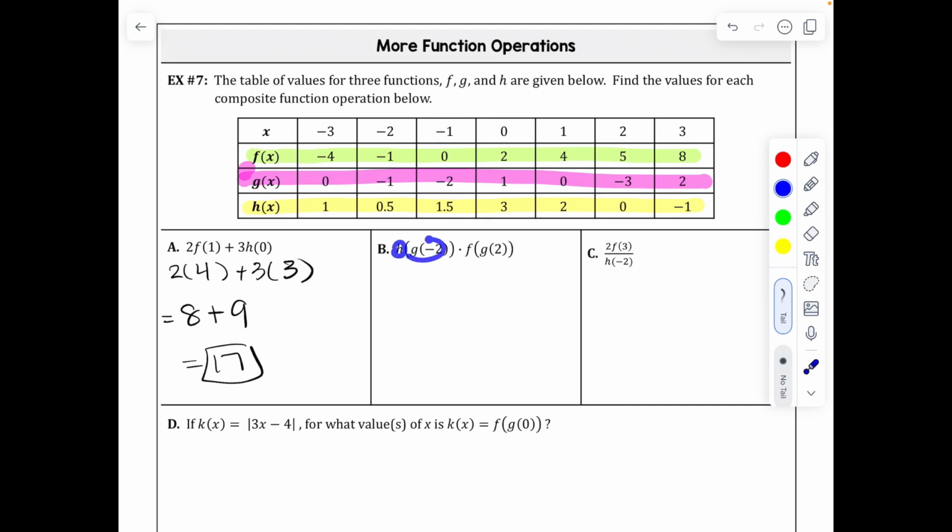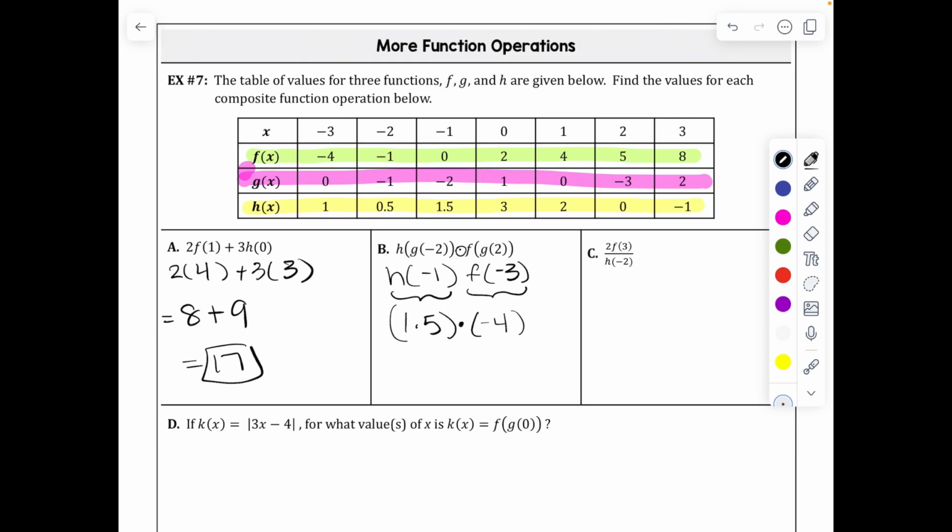Let's look at this next one. h of g of -2 is like saying h of, well, let's find g of -2. So g of -2 is -1, and that's what we're going to input here. And h of -1, if I find that now, is 1.5. Then we multiply it by f of g of 2. First, g of 2 is -3, and f of -3 is -4. Now we just evaluate: 1.5 times -4 is -6.